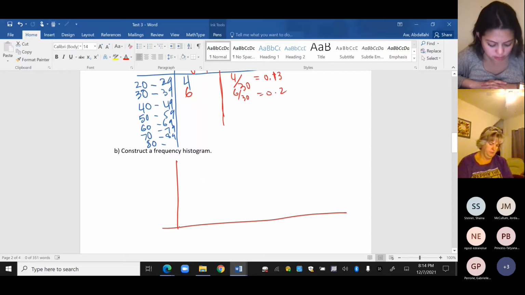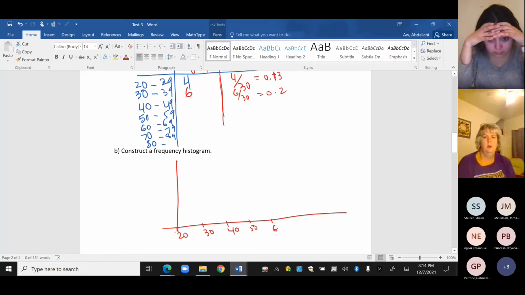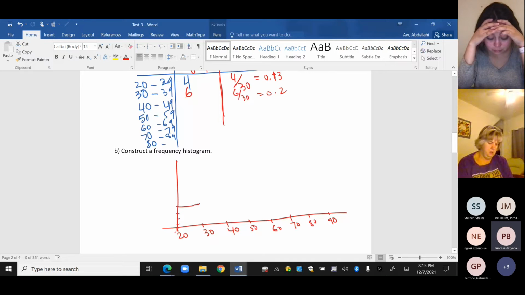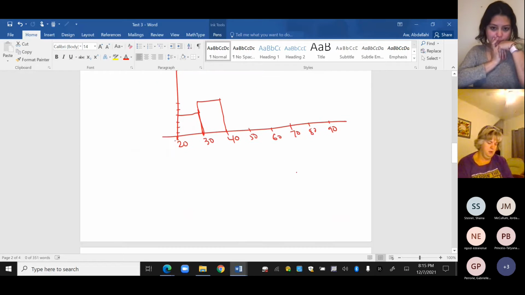When you got your number, you just put the lower class limit: 20, 30, 40, 50, 60, 70, 80, 90, etc. Right? You just put the lower class limit. The first one, 20 to 29, is 4, right? 1, 2, 3, 4. So I have the first bar. The second is 5, 6. I have the second bar, etc., etc. That's where I got stuck. Okay. You see, that's the frequency histogram.